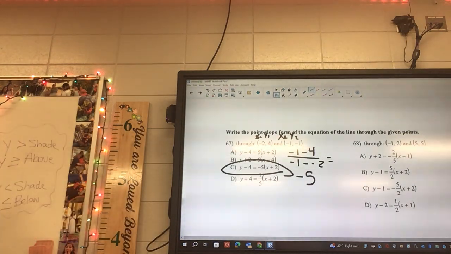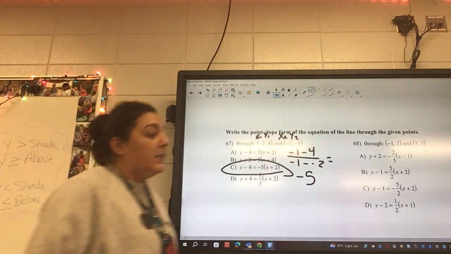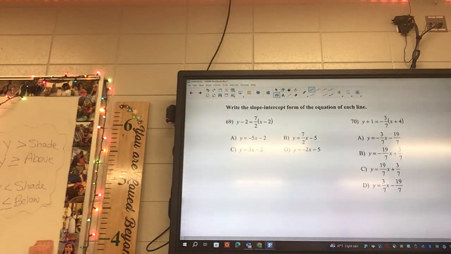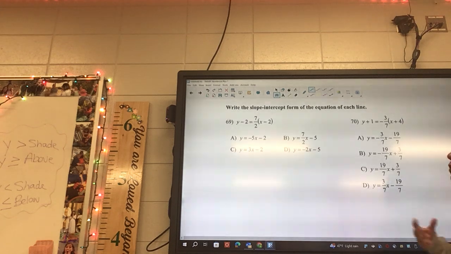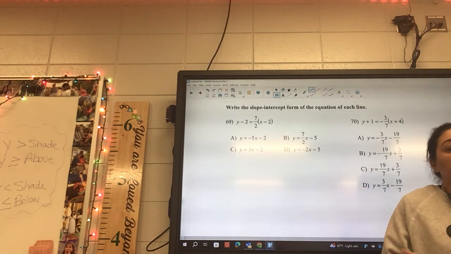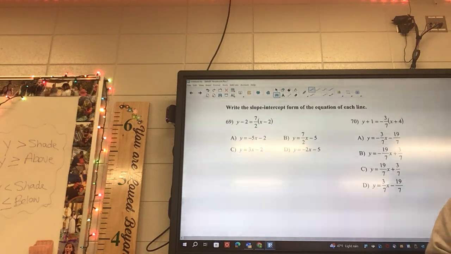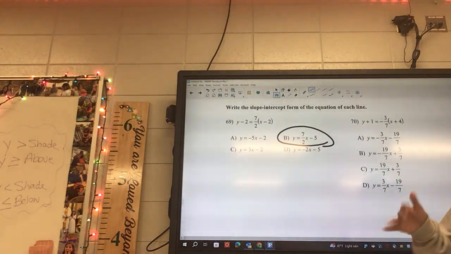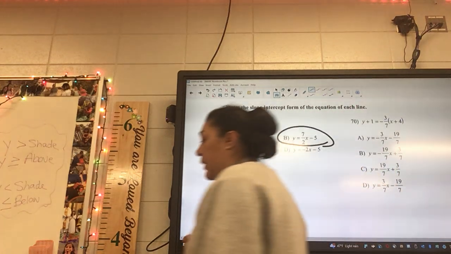Okay, 69, write the slope-intercept form of the equation. Okay, currently as it sits, what is the slope? What is in the slope spot? 7/2. So no matter what, when I do my y equals mx plus b, my slope should still be 7/2. Yeah, so it's gotta be B, without even doing any more work. Okay, whatever the slope is at the start has to be the slope at the end.